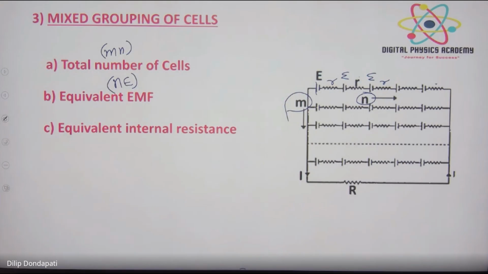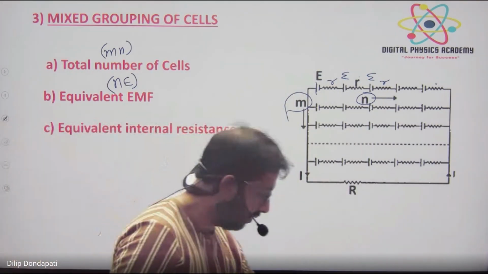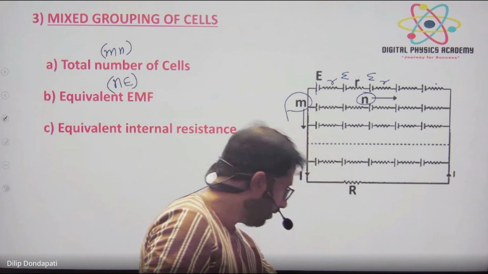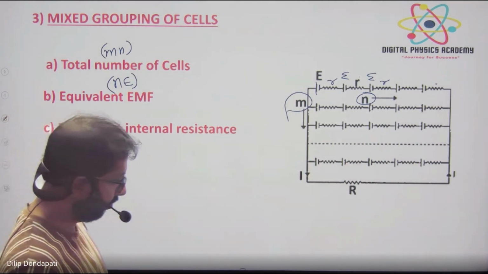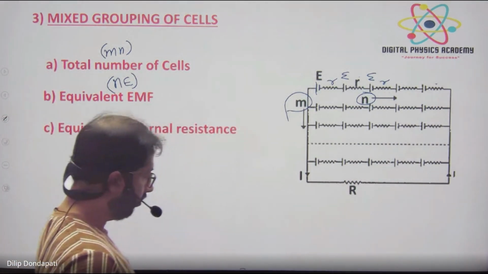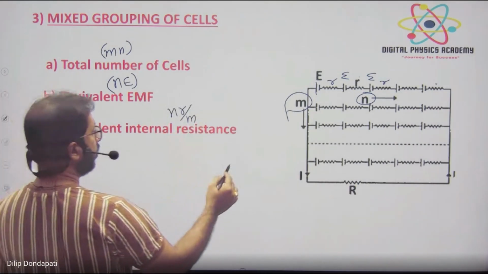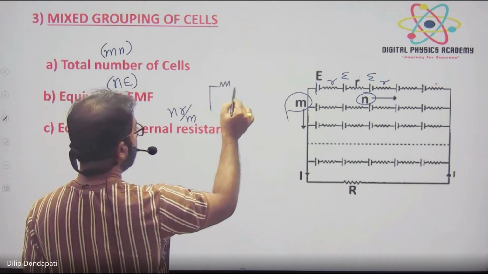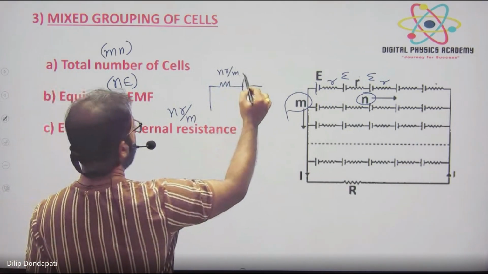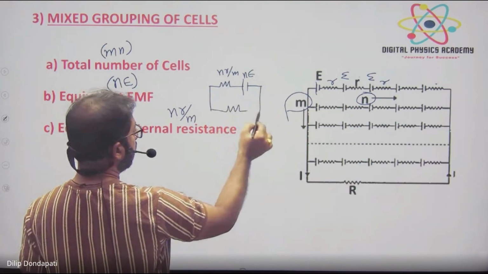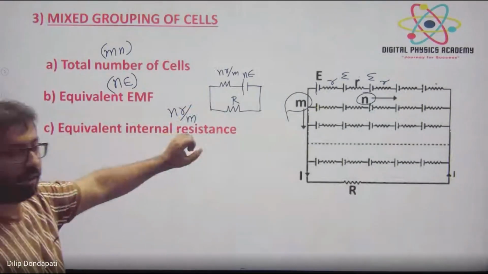Next, find equivalent internal resistance. nr by m. Yes. So that means how did the circuit become? Total internal resistance is nr by m, and the equivalent EMF will be nE, and there is one external resistance. It became like this, right? Finally the circuit became like this.